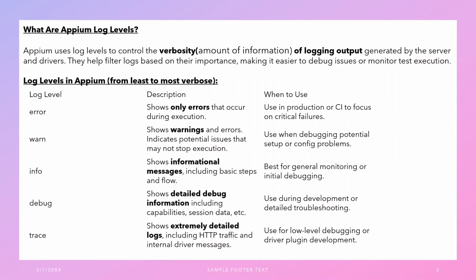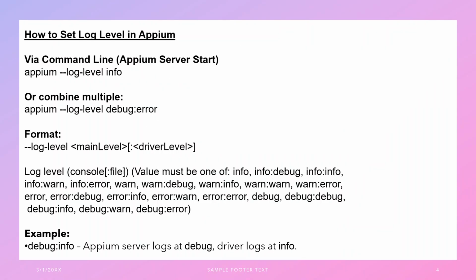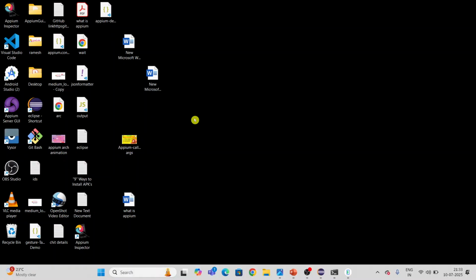Automatically it comes here. And if you want to use multiple log levels combined, specifically for the server and the driver, you can use this combination here. The example is debug colon error. This is for the server, this is for the driver. So this is how we can specify the log levels for APM. You can specify info, warn, debug, error, or you can use a combination. If you use the combination, the first is for the server and the second is for the driver. So this is all about the APM log levels.